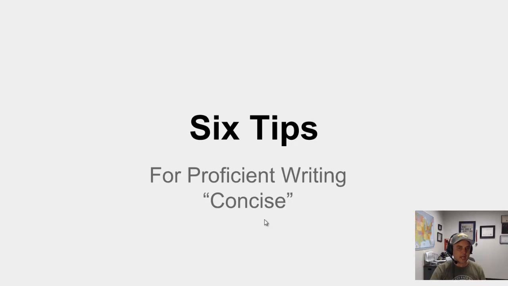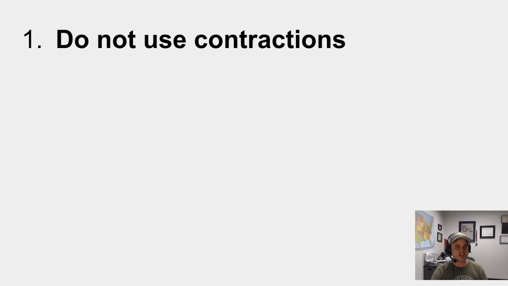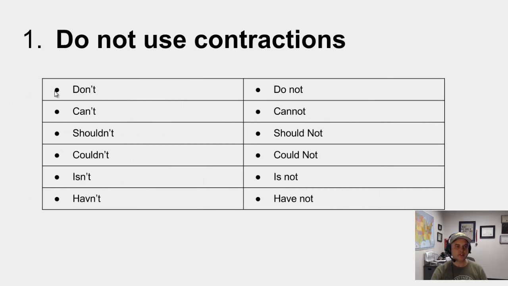First one is not about being a concise writer, but it's a rule that you have to follow. Do not use contractions. What do we mean by that? Well, these words right here. So don't, can't, shouldn't, couldn't, isn't, haven't, right? Should be written as do not, cannot, should not, could not, is not, have not, right? Notice for some reason right here, cannot is one word. I'm not an English major. I have no idea why, but it is one word. So if you write cannot out, make sure it's one word. So avoid using contractions in academic writing. Right? Easy enough to understand.